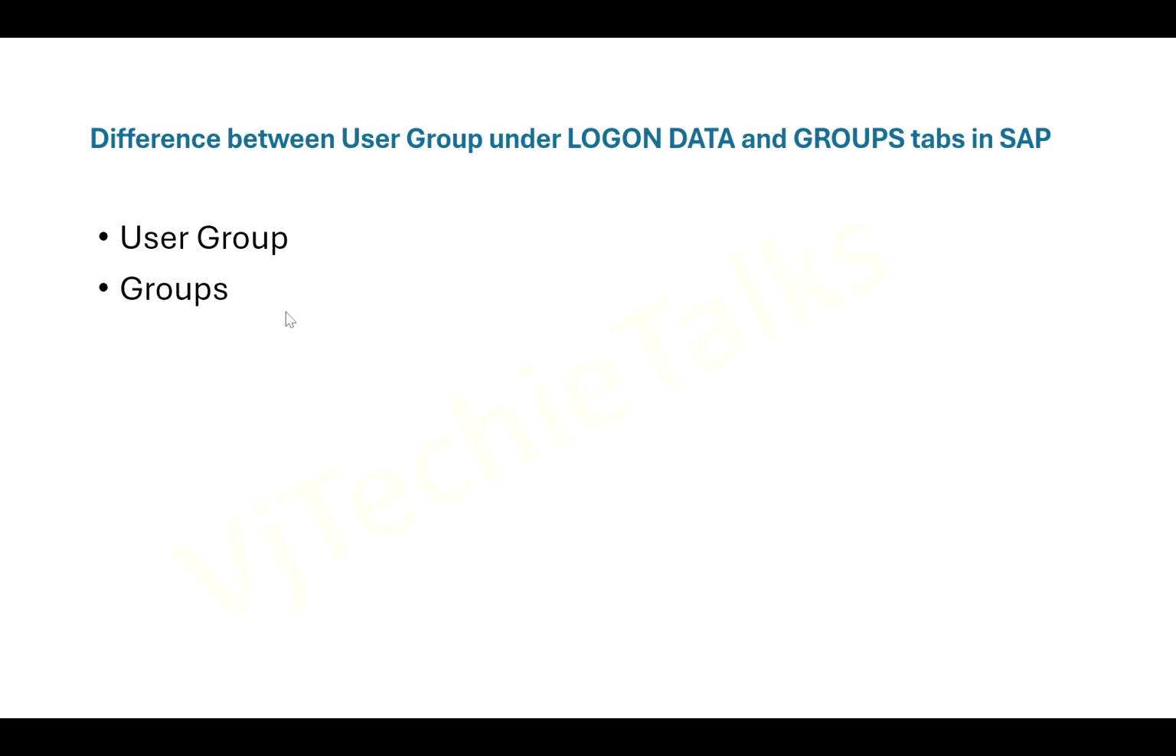Okay. So basically everybody knows, we have two user groups, one under the logon tab and one under the other tab. So the moment you enter SU01, you will find two groups. So you will be wondering what exactly the meaning is. So let's talk about this today.